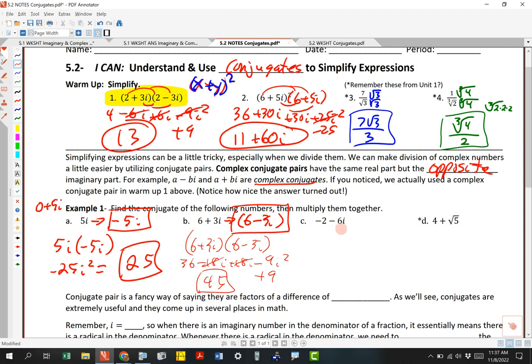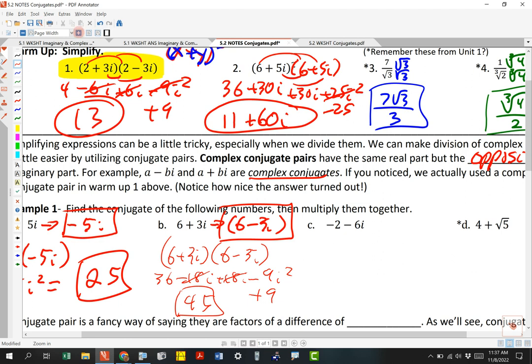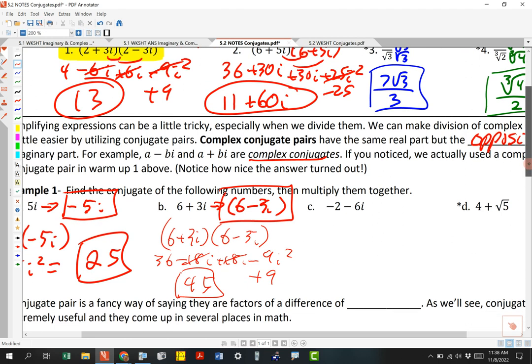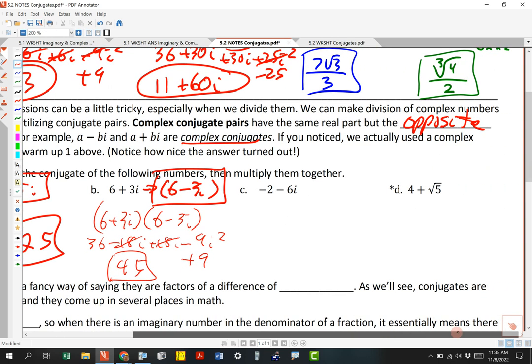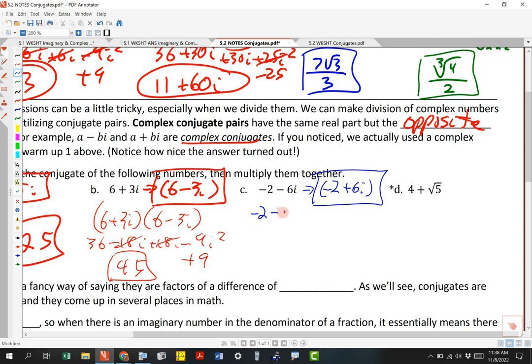So I'm going to do the same thing with this one, but I'm going to zoom in so we can see a little bit better. I don't change the real part, I only change the imaginary part. So this is going to be negative 2 plus 6i. That is the conjugate. I'm going to multiply these together. So I'm going to do negative 2 minus 6i, and I'm going to multiply it by negative 2 plus 6i. And all I have to do is be careful when I'm multiplying, and I'm going to be just fine.